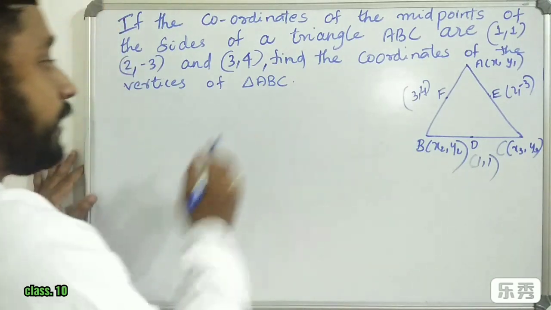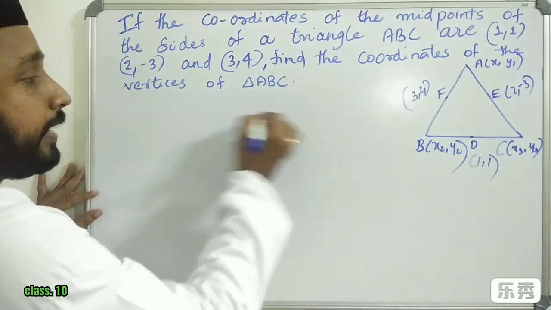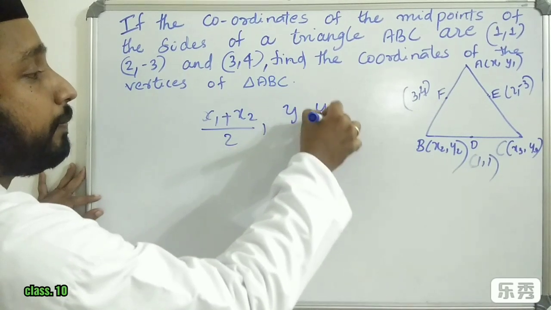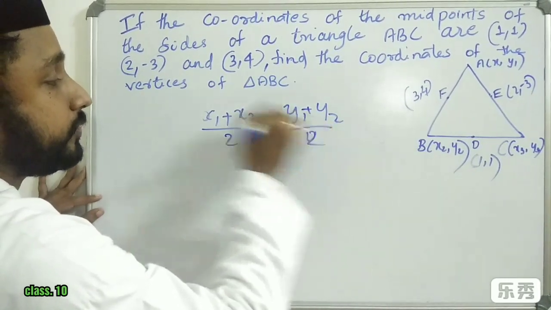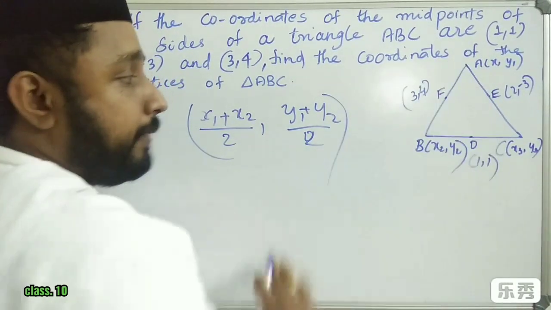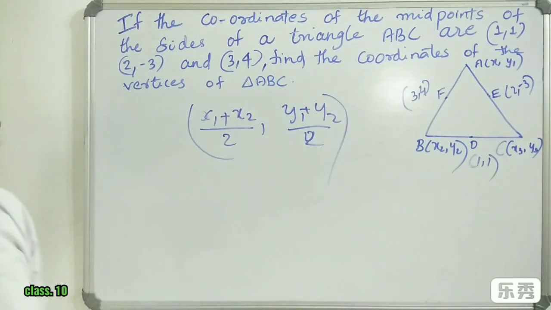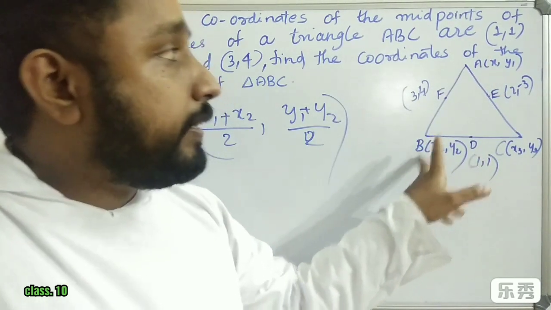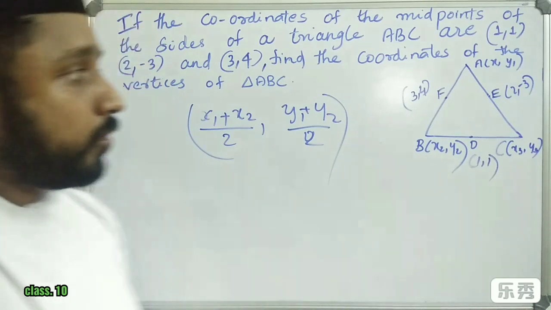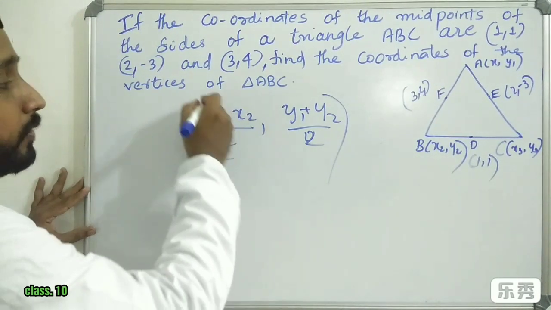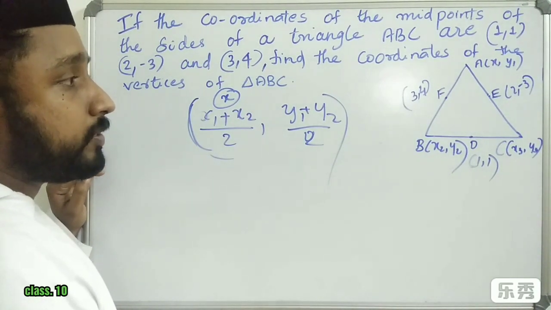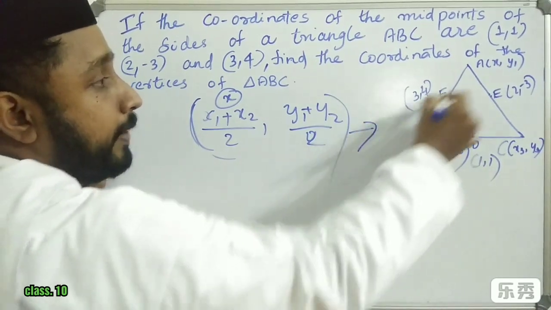So, we know the midpoint formula. The midpoint formula means (x1 plus x2 by 2, y1 plus y2 by 2) for two points (x1, y1) and (x2, y2). Let us consider side AB. We know F, the midpoint, is (3, 4). The x coordinate is x1 plus x2 by 2 and the y coordinate is y1 plus y2 by 2.